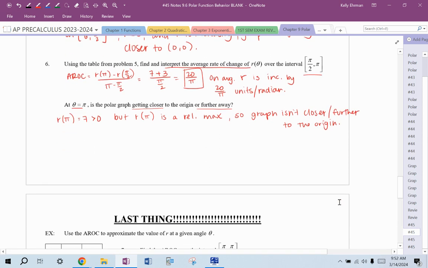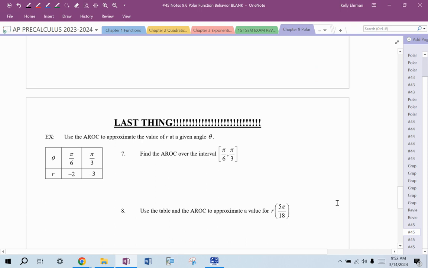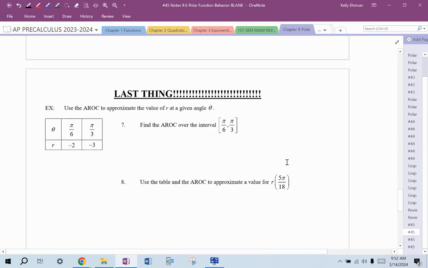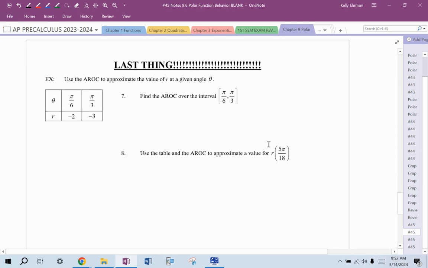All right. Last thing to learn. This is something we do all the time in calculus, so we're introducing you here. Use the average rate of change to approximate the value of R at a given angle. We don't have R, so I can't just say what is R of 5 pi over 18. But I can first find the rate of change. So let's start there. Find the average rate of change.